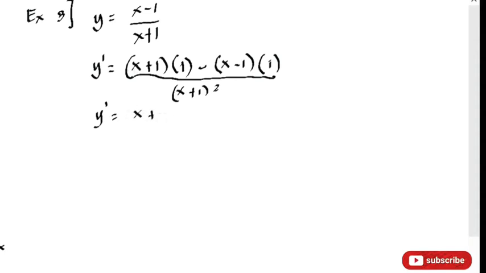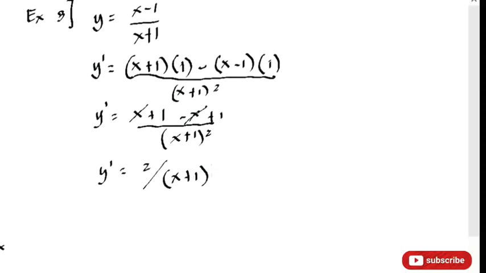So, x, but okay, let's distribute. Minus x, so negative times negative is positive, plus 1, over the quantity x plus 1 squared. Notice this will cancel, and then 1 plus 1 is equal to 2. So y prime is equal to 2 over x plus 1 squared. So this is our final answer.